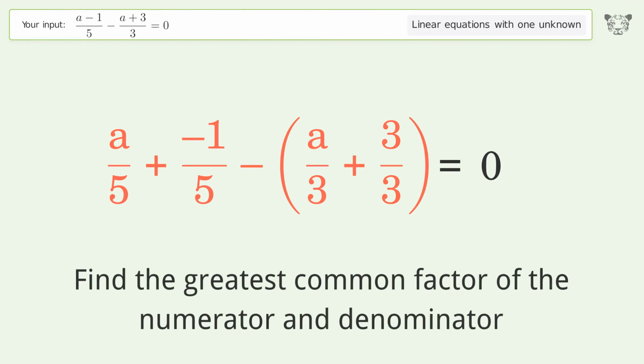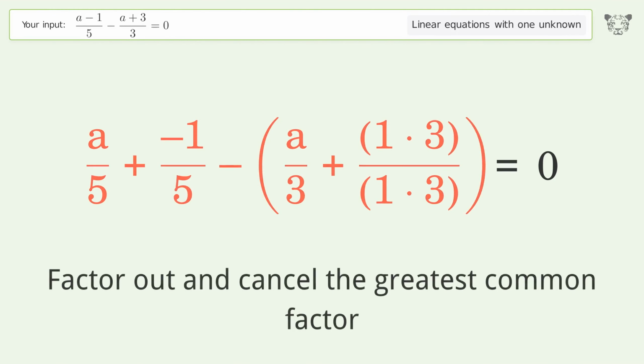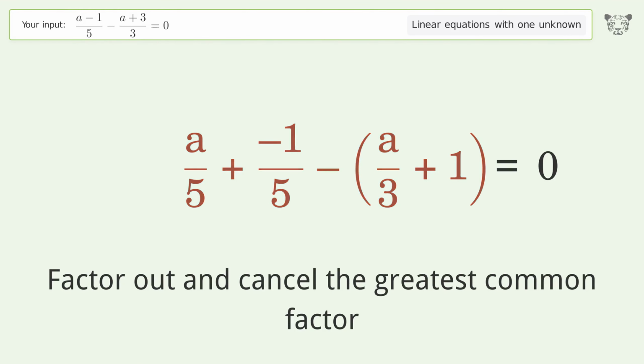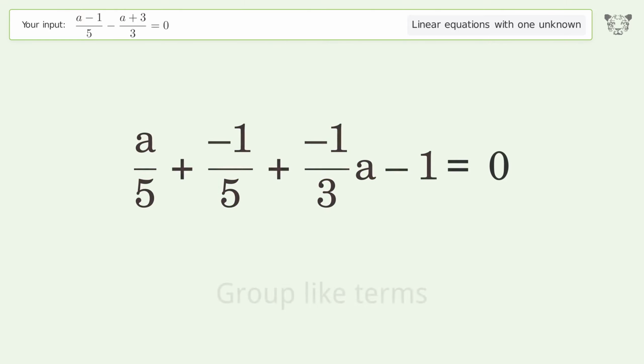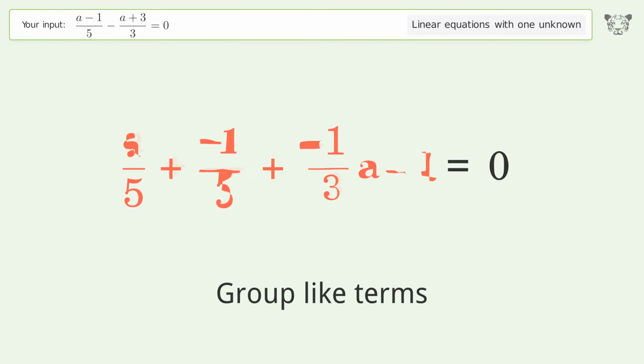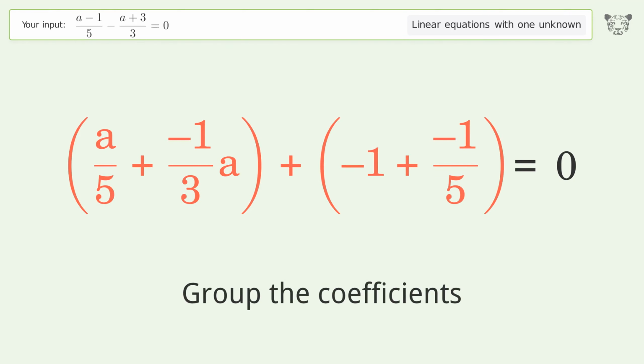Find the greatest common factor of the numerator and denominator. Factor out and cancel the greatest common factor. Expand the parentheses. Group like terms. Group the coefficients.